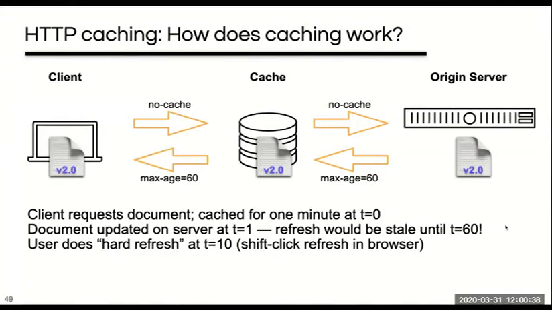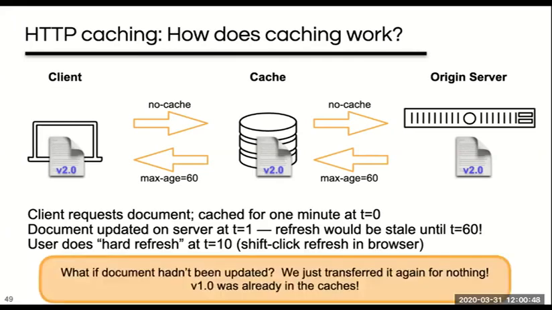Okay, so what if the TTL expires and you hit refresh and the document hasn't been updated? What happens then is that you transfer the file for nothing, right? You just transferred it, but you already had the version in the cache. If you did it earlier it would have been version 1. If you did it now, you get version 2 again. And that's sort of wasteful, right? That's a waste of your bandwidth. And it's a waste of your time, especially if it's a big file.